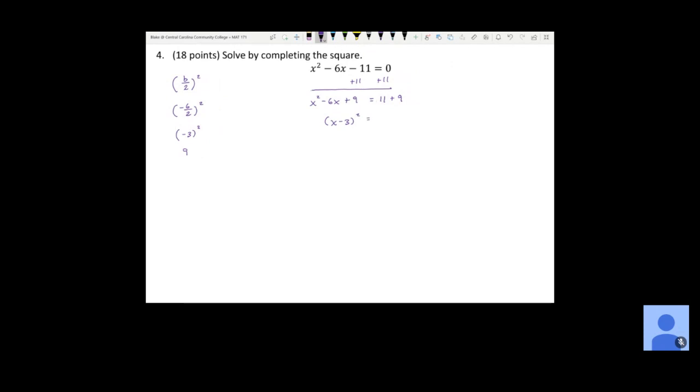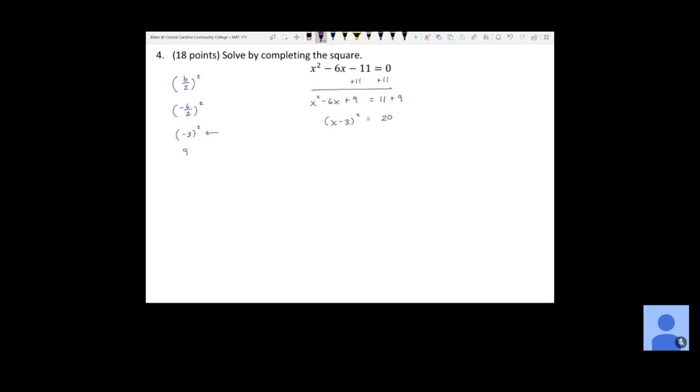Because remember, with completing the square, you're always going to get a perfect square trinomial. And then you can always just look back at this step here right before you squared. That'll tell you what that factor is going to look like. Okay, so x minus 3 because it was a negative 3. And then we just square that. Now, what about the right-hand side? Simplify that. So that's going to give us 20, right?